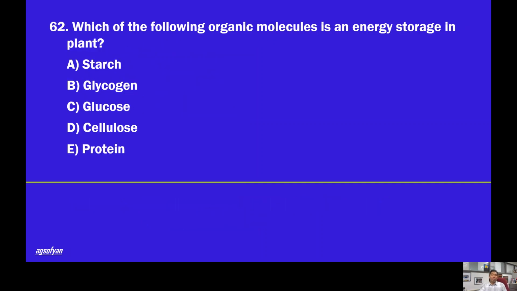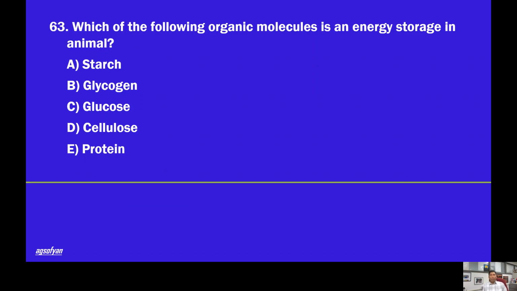62. Which of the following organic molecules is an energy storage in plants? A. Starch, B. Glycogen, C. Glucose, D. Cellulose, E. Protein. Choose your answer. Yes. So the storage for carbohydrate in plants is called starch. Potato is actually starch.